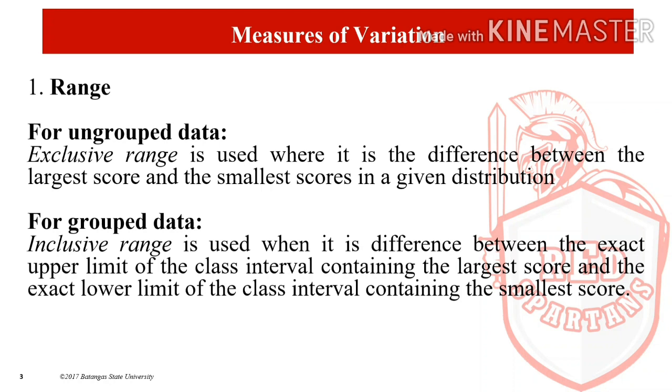Then for grouped data, inclusive range is used. It is the difference between the exact upper limit of the class interval containing the largest score and the exact lower limit of the class interval containing the smallest score. So kukunin natin yung class interval na merong highest value and also the class interval na merong lowest value. So, dun tayo sa example natin sa previous nating example.